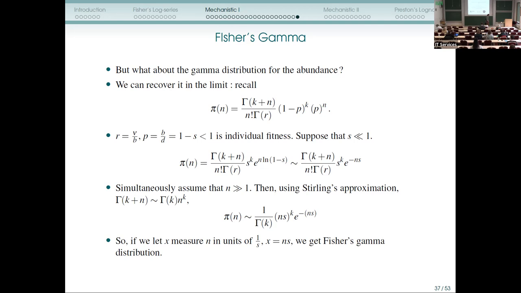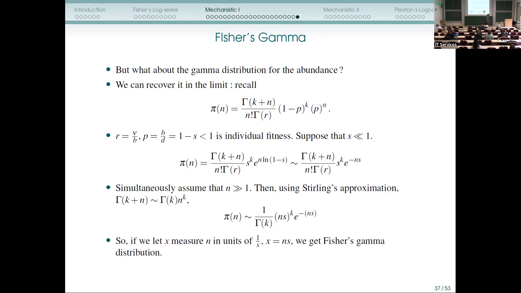If I assume that individual fitness is small, when I replace P by one minus S here, I get this expression. If S is small, this is approximately minus S. So I get this, and this starts to look a little bit more like the gamma distribution that Fisher started off with.